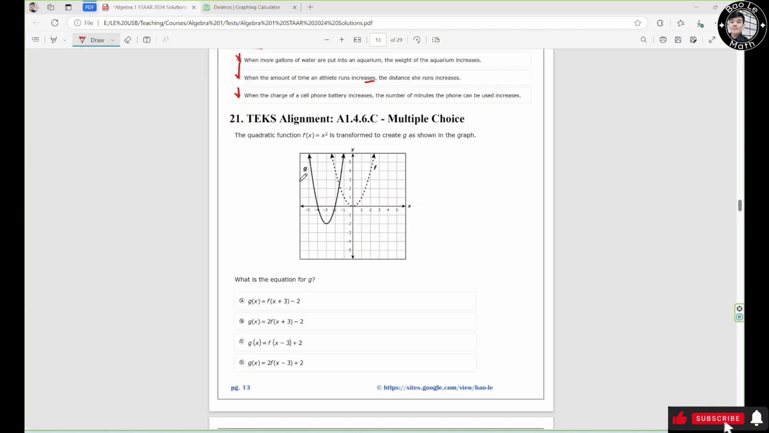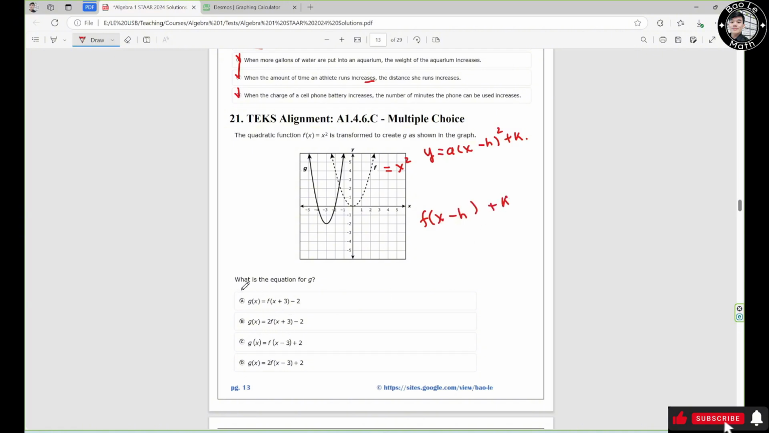Now let's move on to question number 21. The quadratic function f(s) equals s squared is transformed to create the function g. What is the equation of function g, right? So this function f is going to be s squared right here, right? So we know that the function is written in vertex form as follows. Y equals a times s minus h squared plus k. In the transformation form, it is going to be f of s minus h plus k, right?